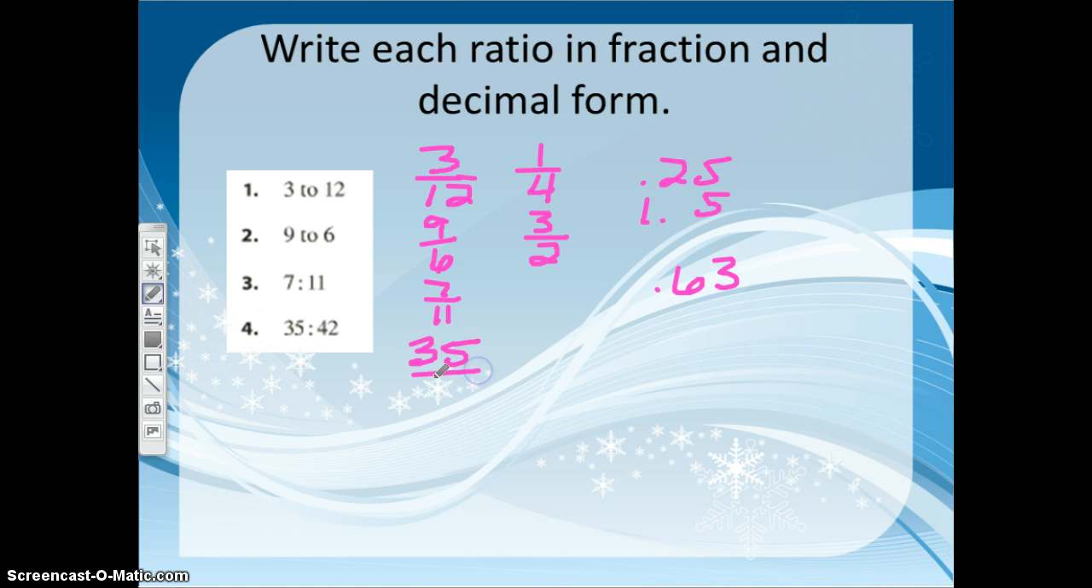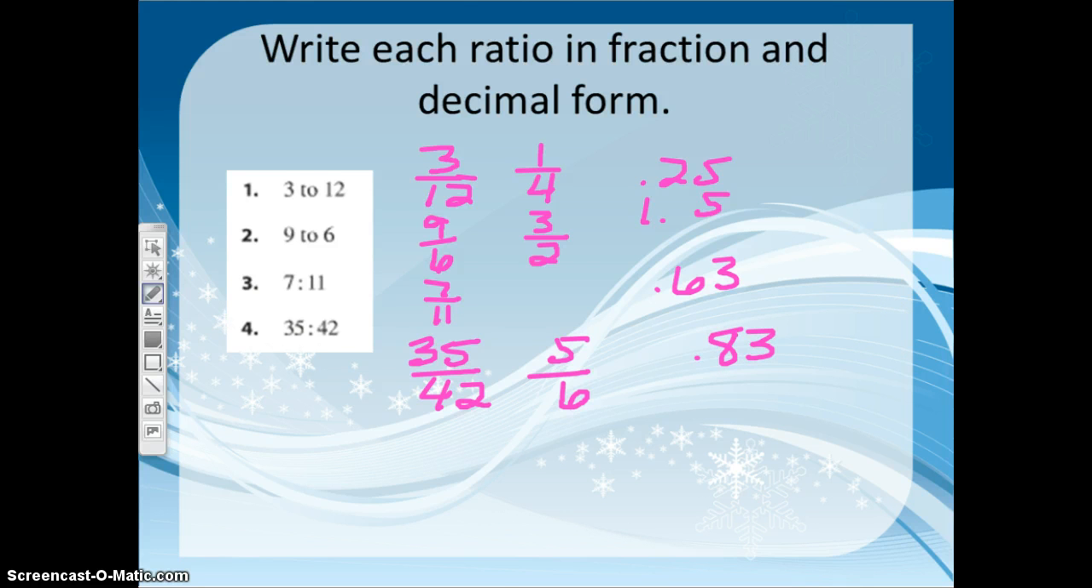35-42. This one can be simplified. Both of these numbers are divisible by 7. 35 divided by 7 gives us 5. 42 divided by 7 gives us 6. And the decimal form would be 0.83.